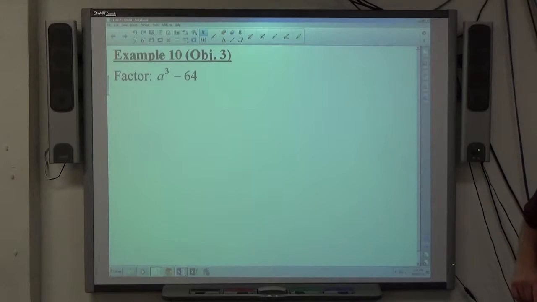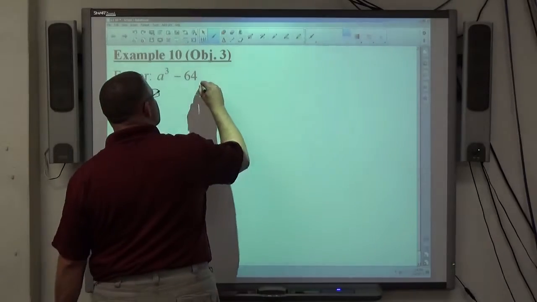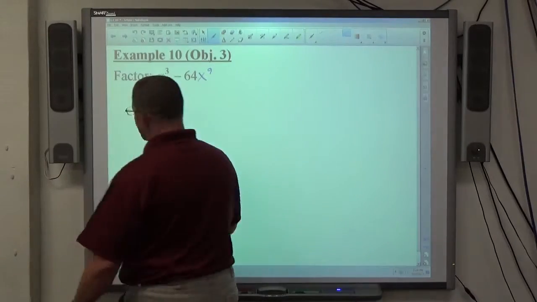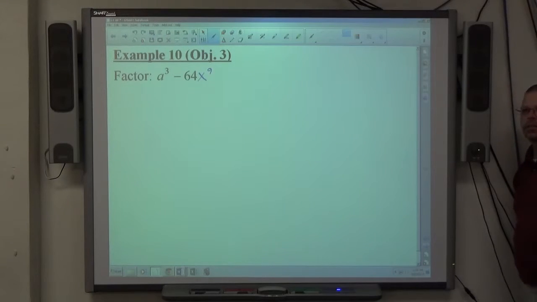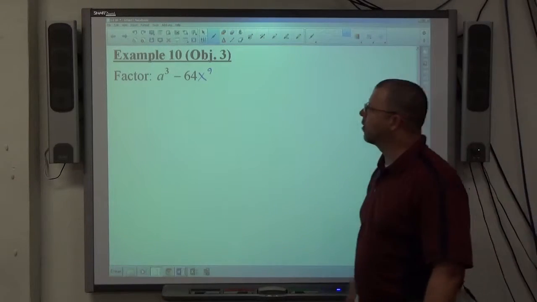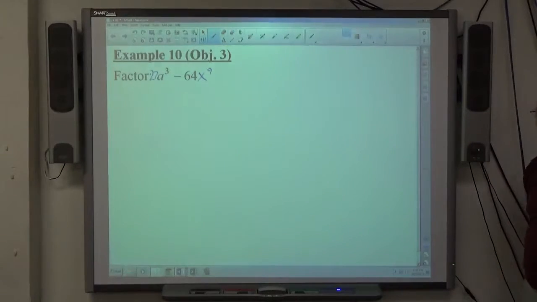Okay, I'm going to make an amendment to this problem. Call that 64x to the 9th. I want to deal with an issue that happens to some people. Let's do one other thing also, another amendment. Make it 27a cubed. Need to change that before next year.